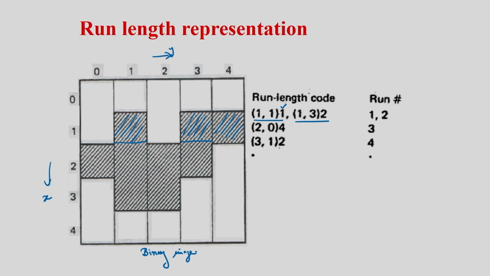And if I see the next row, it is starting from 2, 0. This pixel is 2, 0, and how many times is it repeating? It is repeating 4 times, first, second, third and fourth. So the pixel 2, 0 is repeating 4 times, and similarly the pixel 3, 1 is repeating 2 times. So I will be getting the run length code, and by using the run length code I can represent that image, that is the binary image, and this is the run length representation.